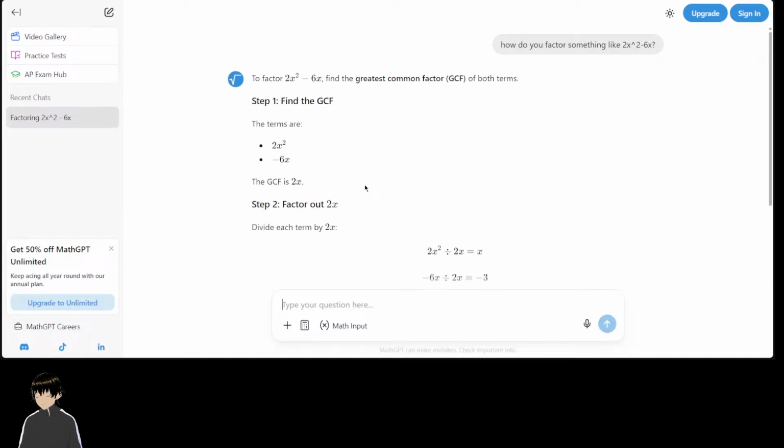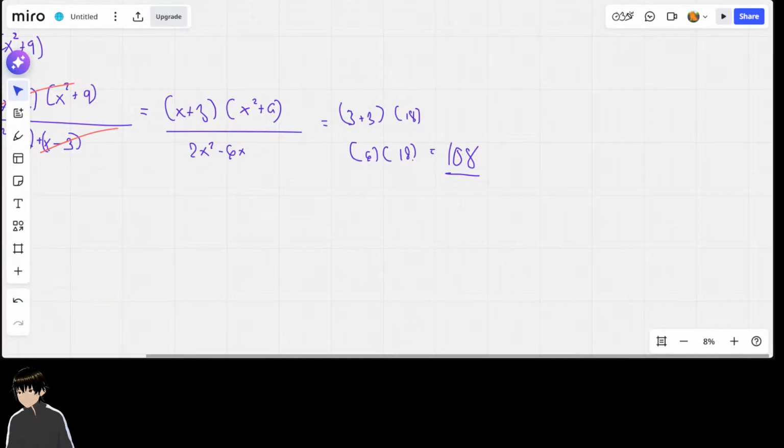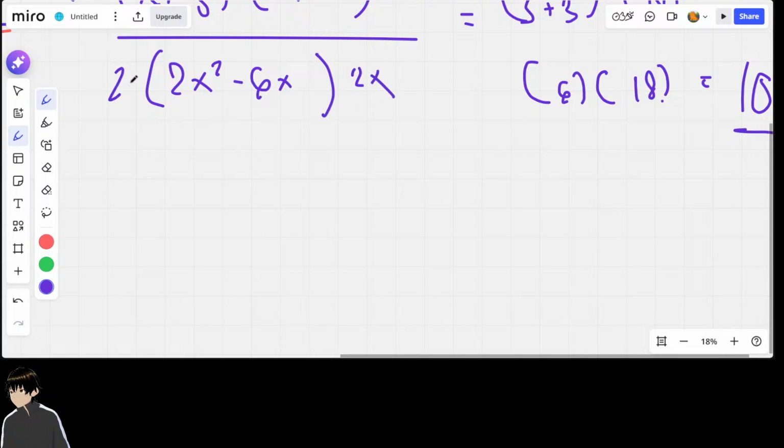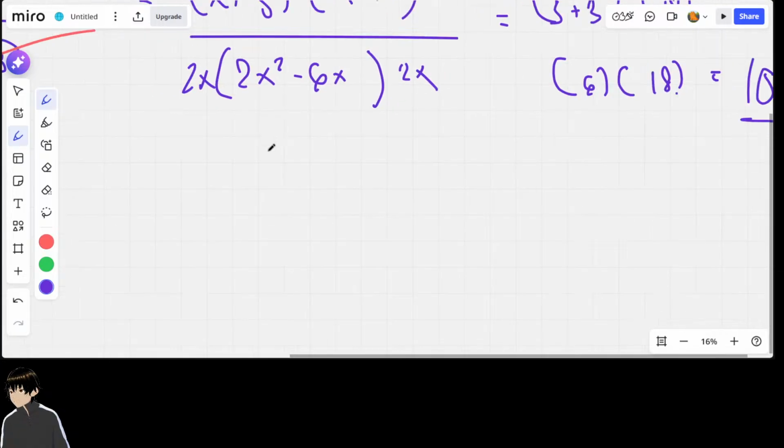Find the greatest common factor. I see. So divide each term by 2x. So the greatest common factor here is 2x. Okay, I see it now. So the greatest common factor is going to be 2x. So we divide that by 2x. And then we just get nothing here.